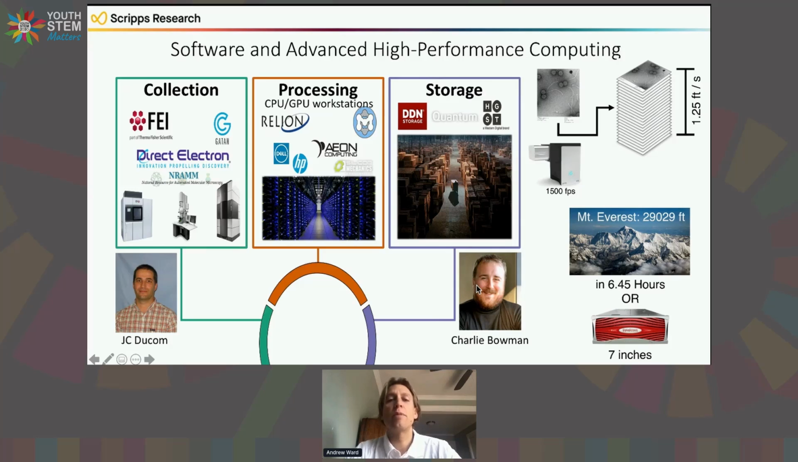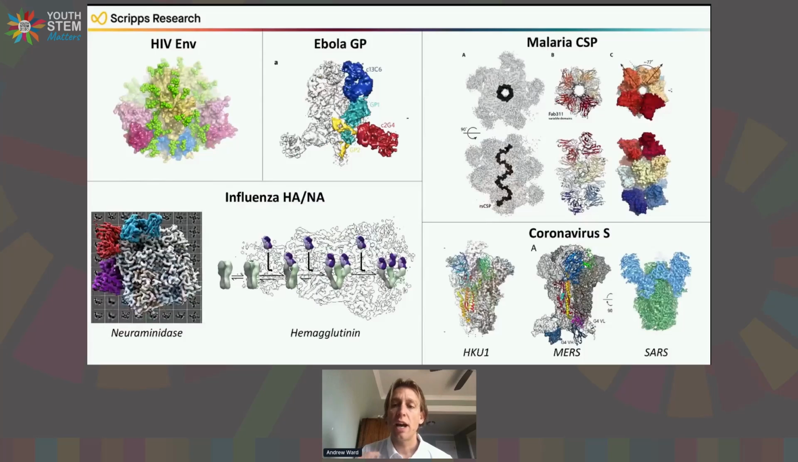As Charlie likes to say, if you were to print out all of the images we take on these microscopes, it would be about 1.25 feet of pictures per second, which would add up to Mount Everest in about 6 hours. But we pack that all into these 7-inch hard disks. So we generate terabytes of data using this cryo-EM facility, all to solve structures, in my lab's case, of pathogens such as HIV, Ebola, malaria, influenza, and coronavirus.